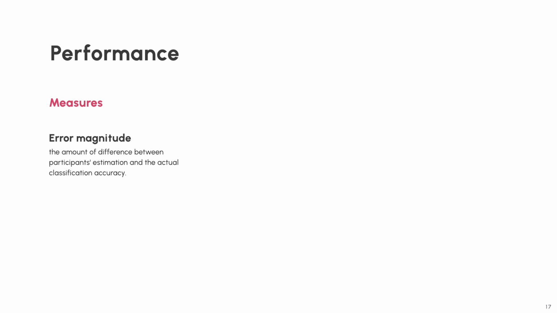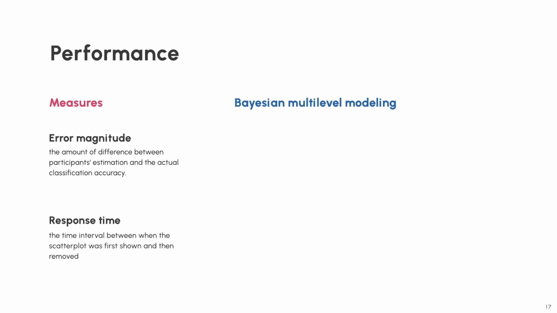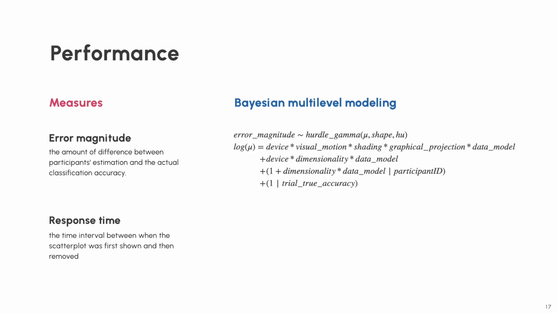To quantify participants' performance, we recorded 2 measures. We recorded error magnitude, defined as the amount of difference between participants' estimation and the actual classification accuracy. We also recorded response time, defined as the time between when the scatterplot was shown and then removed. We used Bayesian multi-level modeling to estimate the effects of the 6 variables, and we built a model for each measure.